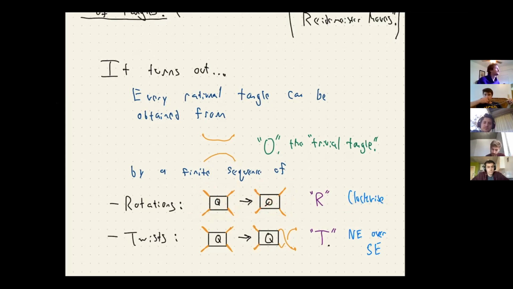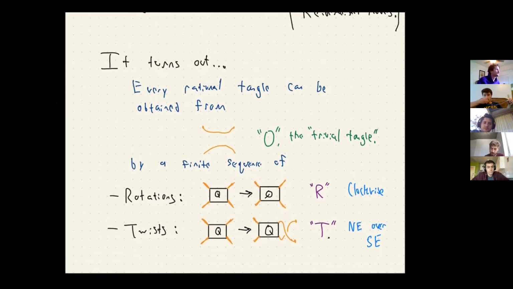Okay, and then a twist is the other operation. And what does that involve? It involves taking the strand on the northeast and bringing it over the strand on the southeast and then connecting it back up to the points. So these are the two basic operations, and it turns out that every rational tangle is obtained from a finite sequence of these two basic operations.